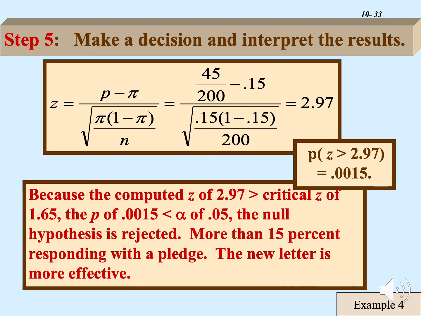Okay, so if you look at that, it is 0.0015. So the null hypothesis is rejected. So you can say more than 15% responded with a pledge, and the new solicitation letter that is being routed is more effective than the previous one. Okay, so that's our discussion for the one sample statistics.